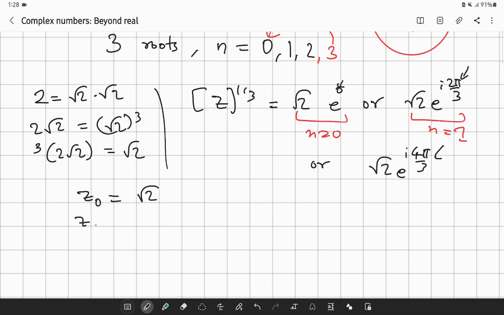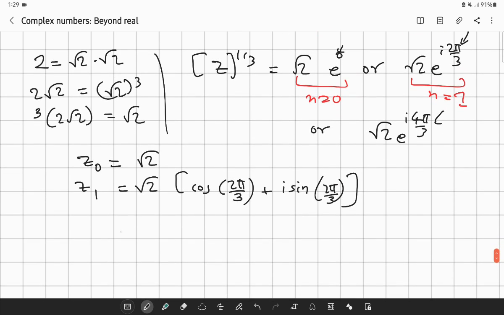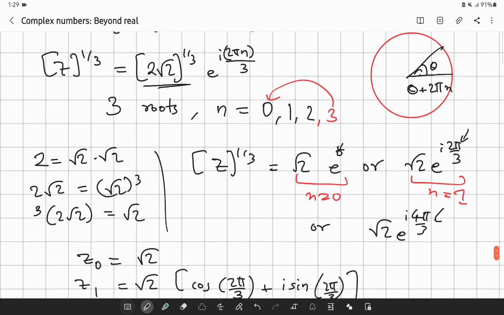And when n equals 1, I have z1, 2 pi over 3. I just plug this into the calculator. I have square root of 2 cosine 2 pi over 3, which is, I believe, 150, I guess, in degrees, and sine 2 pi over 3. No, it's 120 degrees, I'm sorry. And you'll find that this is simply square root of 2 times minus 1 over 2 plus I, and it turns out I have a mistake.